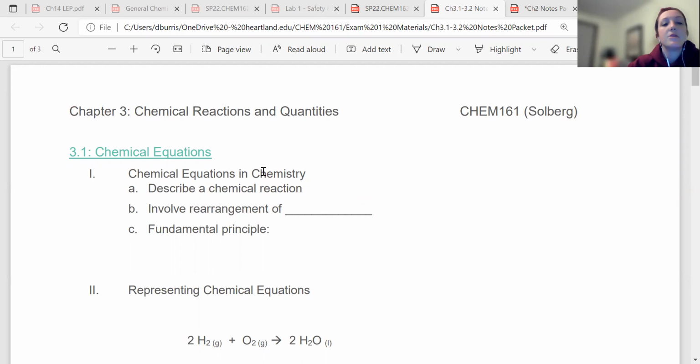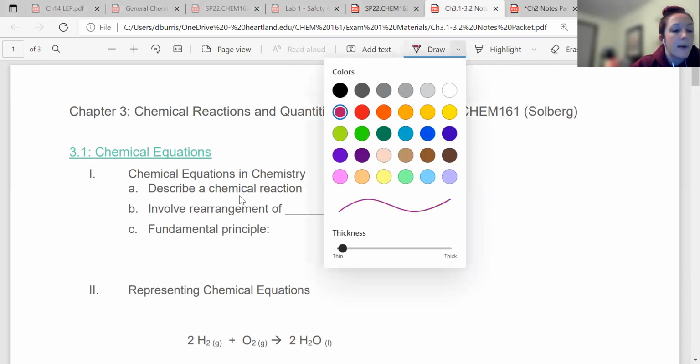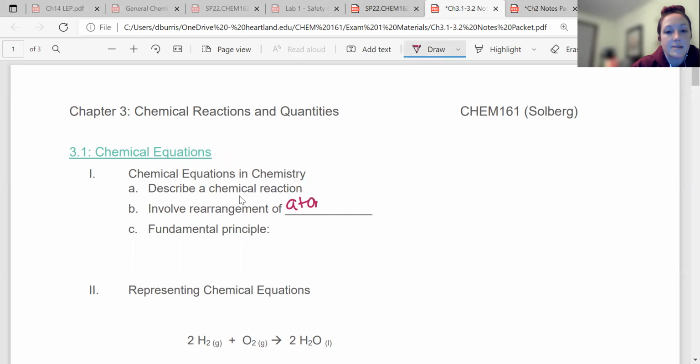So talking about chemical equations. What is a chemical equation? A chemical equation is something in chemistry that describes a chemical reaction. So it tells me what's going on with the chemicals, the molecules, the atoms, the bonds, that type of thing. It's going to involve some type of rearrangement of atoms to make different bonds and such. So it's going to rearrange the atoms, and now I get different molecules. That's all a chemical reaction is. It breaks bonds, makes new ones, and I get different molecules.